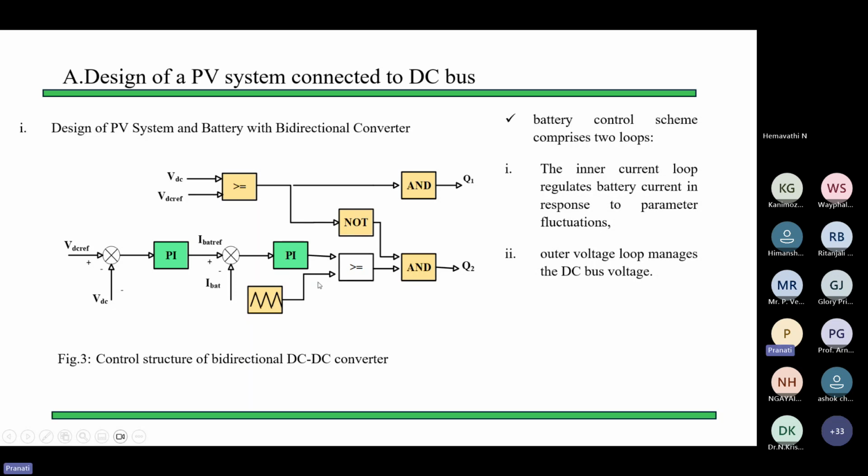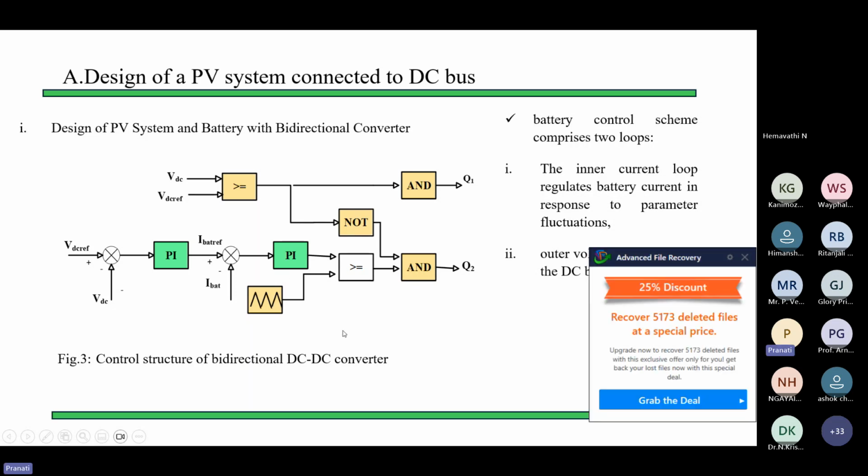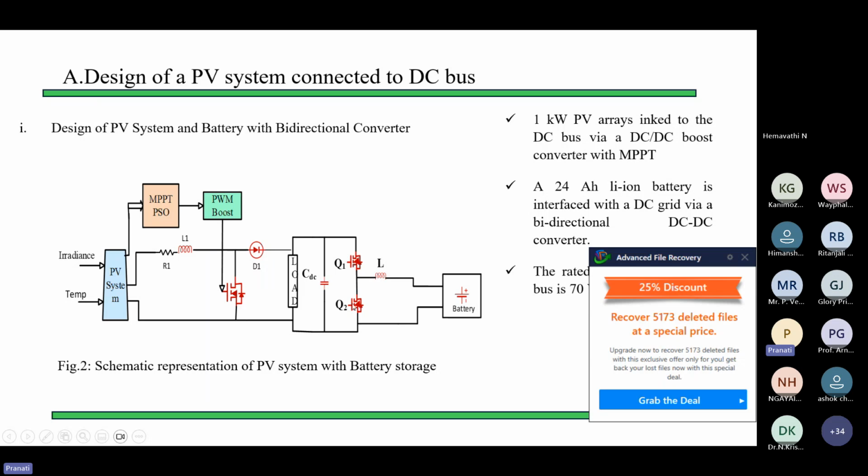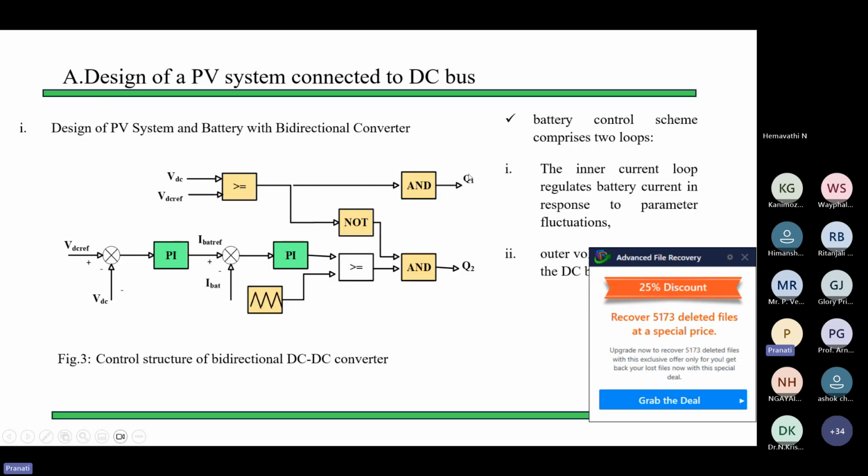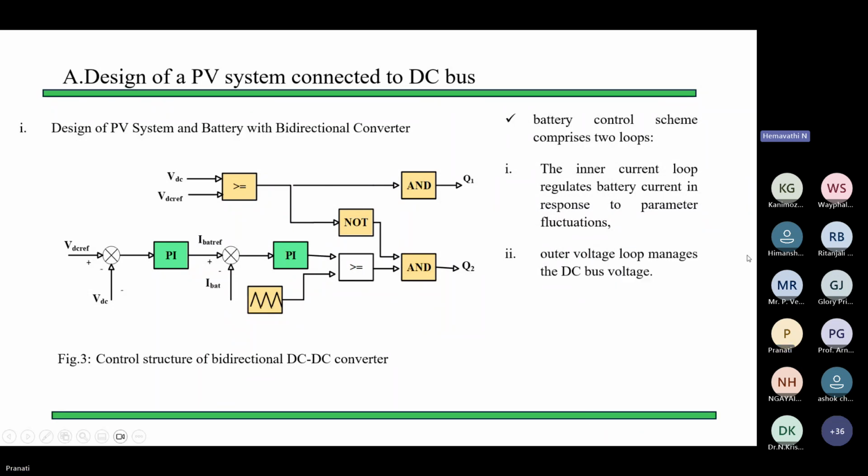And this is for the pulse width modulation, which is compared with the triangular wave. Then, if it is greater than or equal to, now two switches are there, Q1 and Q2. As we have seen earlier, Q1 is a switch, Q2 is a switch. Now when VDC is greater than or equal to VDC reference, it will go to Q1. If not, then it will go to Q2. This is the control logic used here.